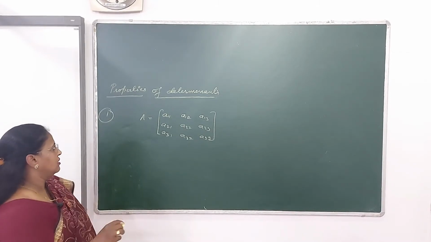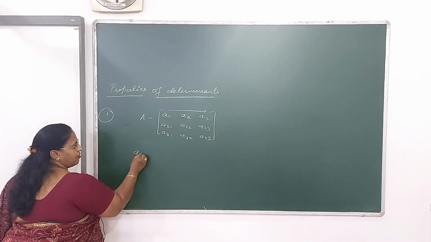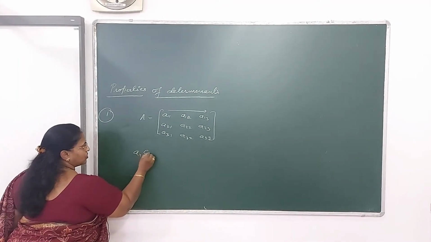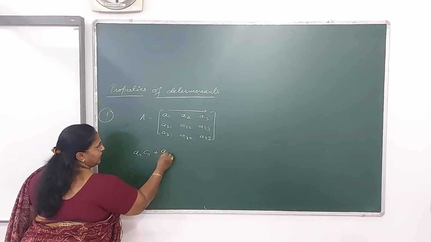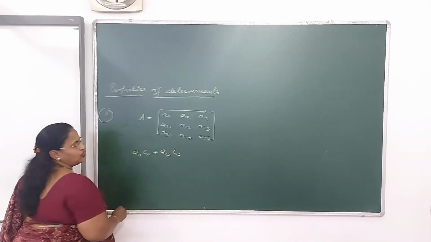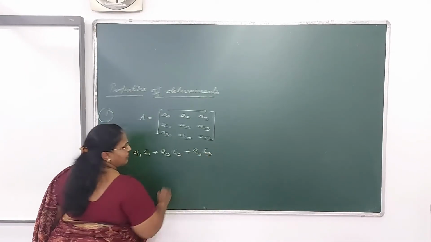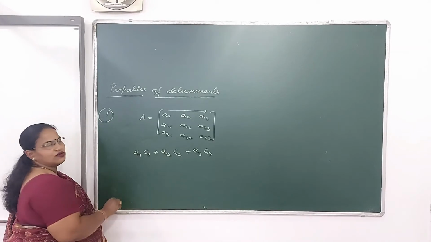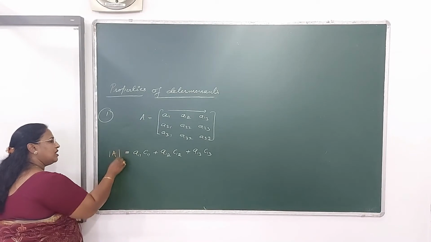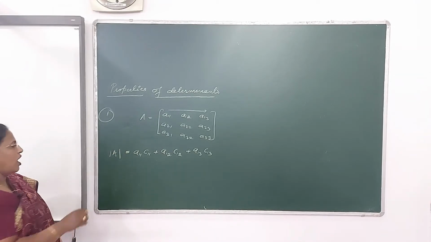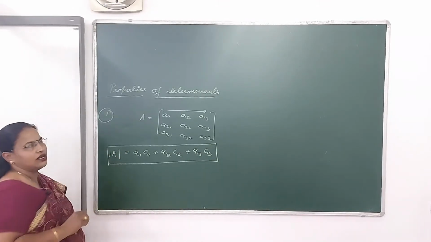What does this mean? Let us take the first row. If A11 is multiplied to its cofactor, so multiplied to its cofactor means multiplied to C11, plus A12 when multiplied to C12 plus A13 when multiplied to C13, and if all these terms are added, then the summation will be equal to determinant of A, a very important formula.